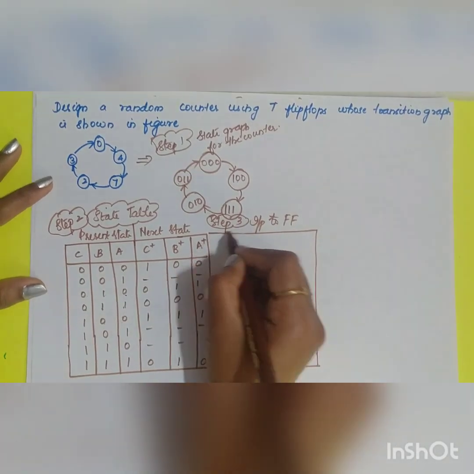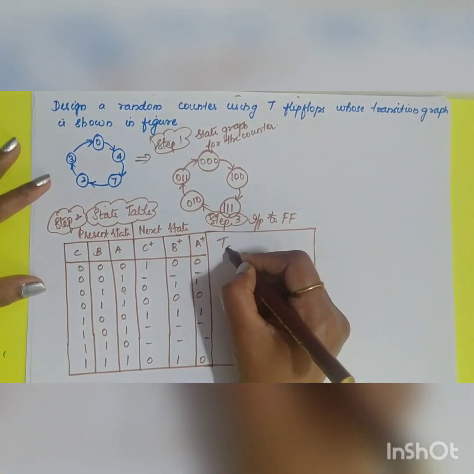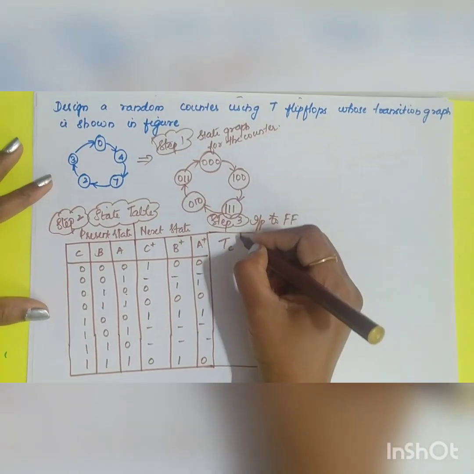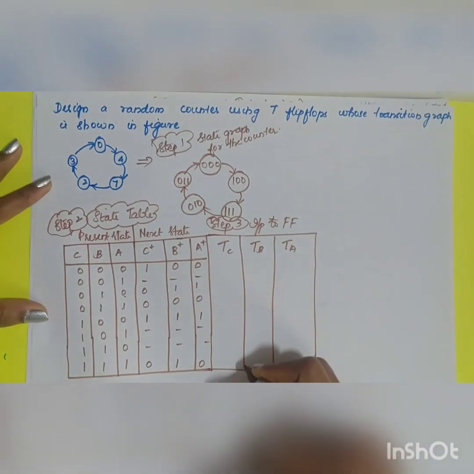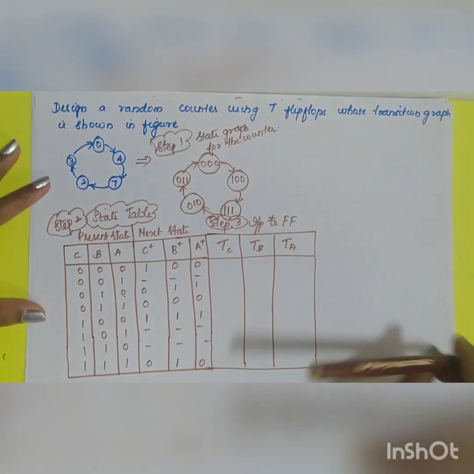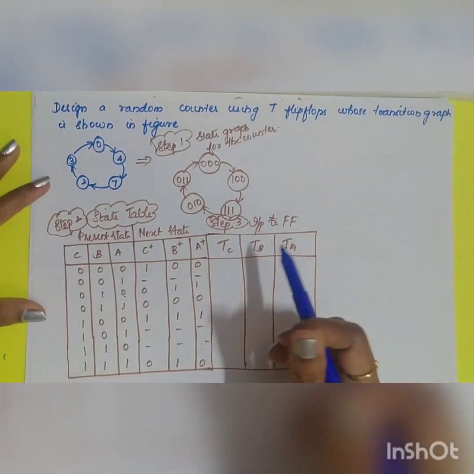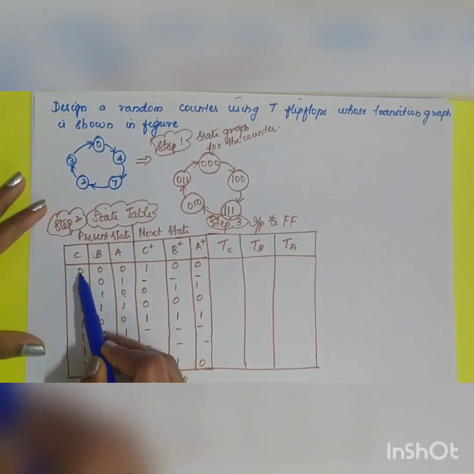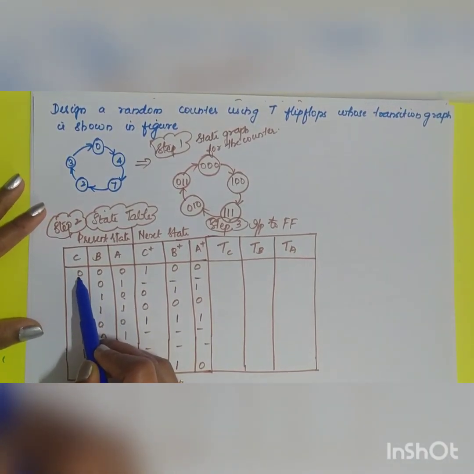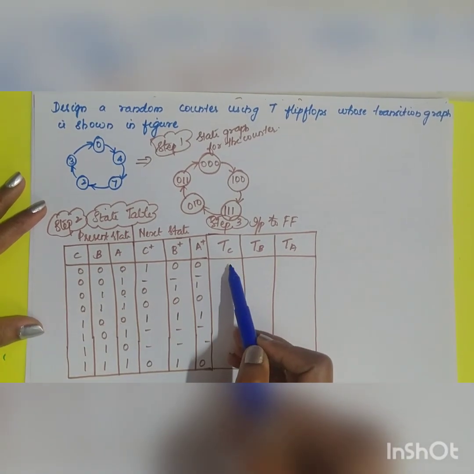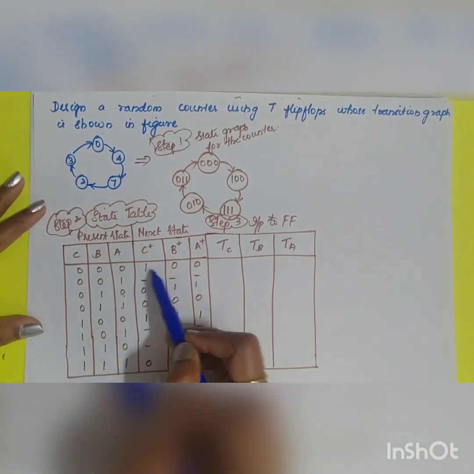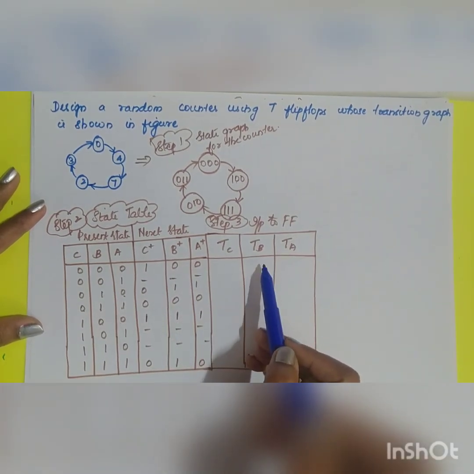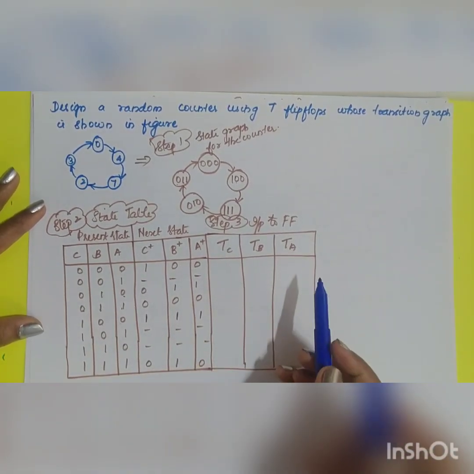Let me take the inputs as TC, TB and TA, since it is a T flip-flop, right? For all these combinations, you are going to find out what is your input to the flip-flop. So how will you find the input? If there is a change from your present state to the next state, your input will be equal to 1. If there is no change, your input will remain 0. All other conditions will be don't care.